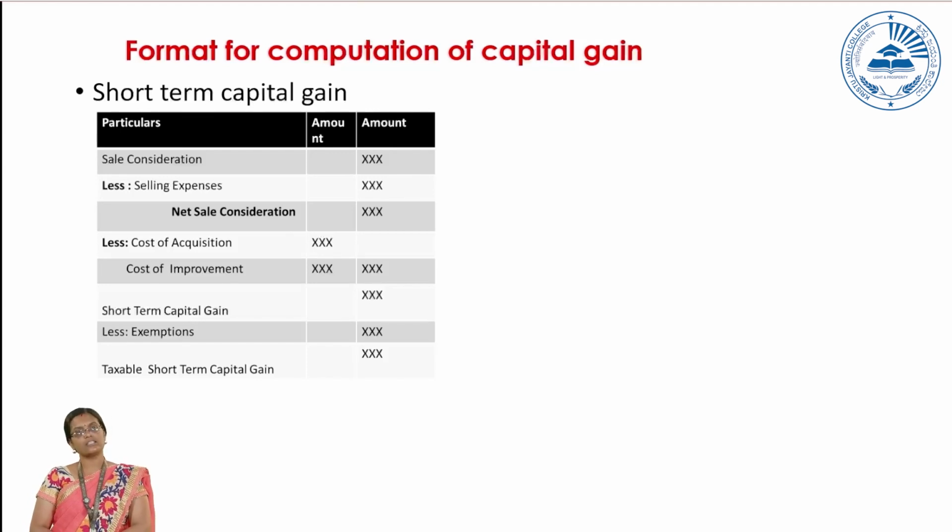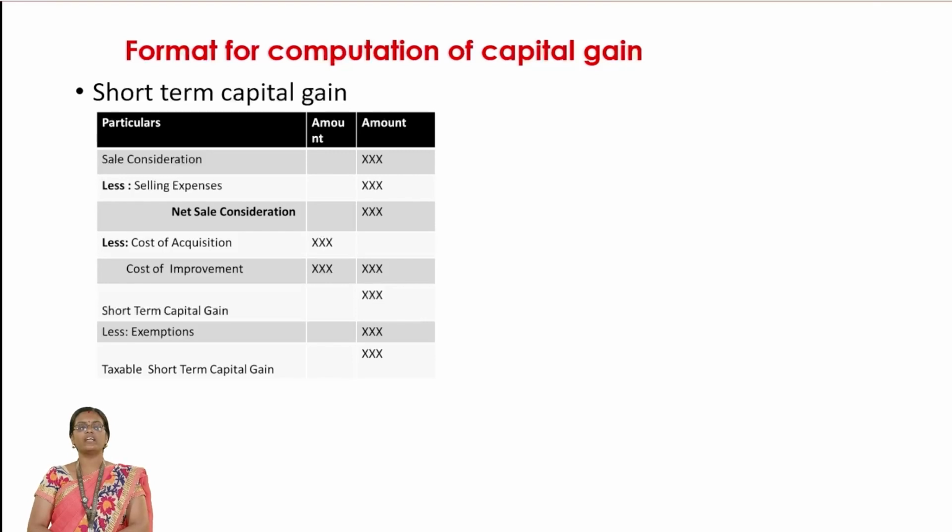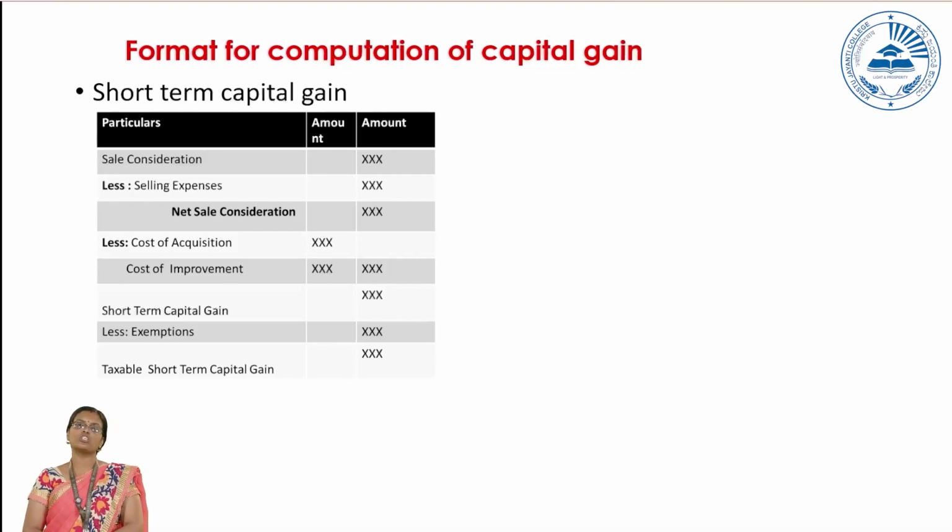Once net sale consideration is arrived at, I give two deductions, namely cost of acquisition. So, what is cost of acquisition? It is the cost for which you have purchased the property during the year in which you purchased it. And after that, we deduct any cost of improvements. Now, cost of improvements is mostly applicable for non-financial assets.